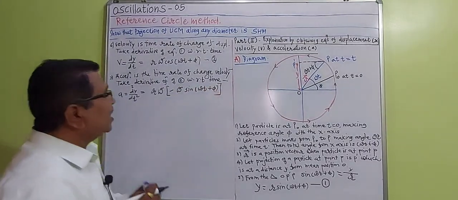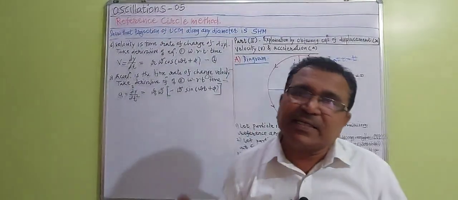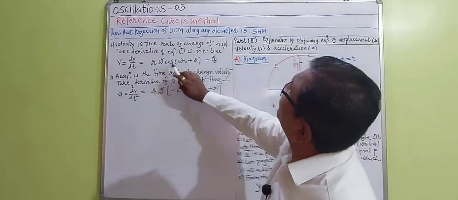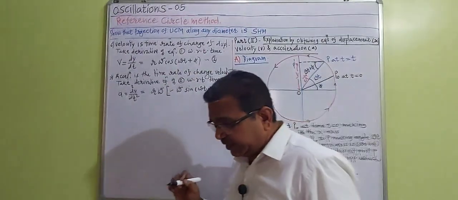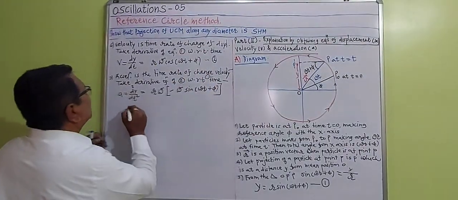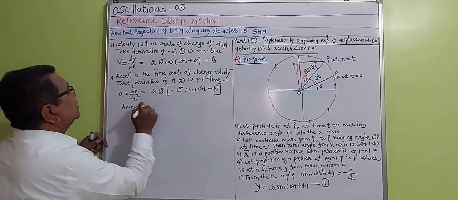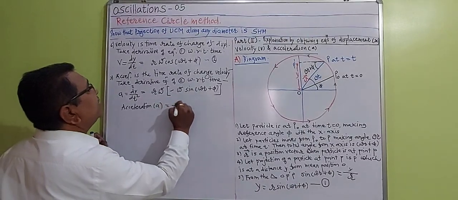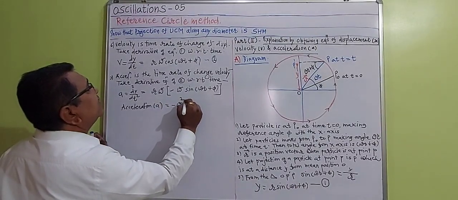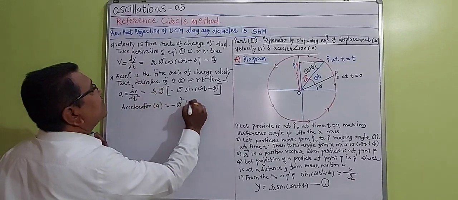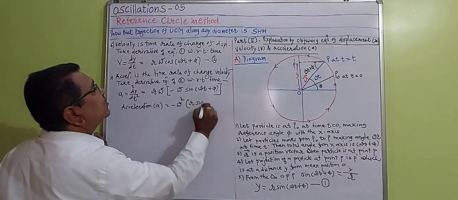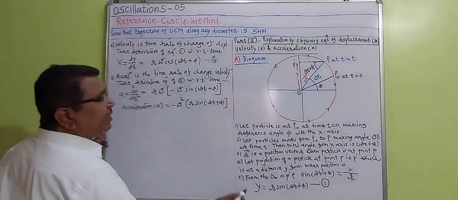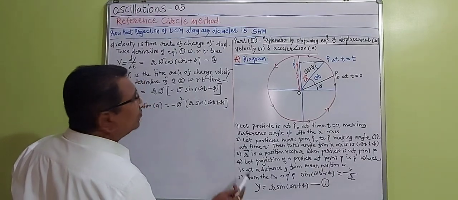So this is the formula, r omega into bracket minus omega sine of omega t plus phi. This is the derivative of r omega cos of omega t plus phi. Then what we get now? Acceleration a is equal to minus omega square into bracket r sine of omega t plus phi. This r sine omega t plus phi is nothing but y from equation 1.